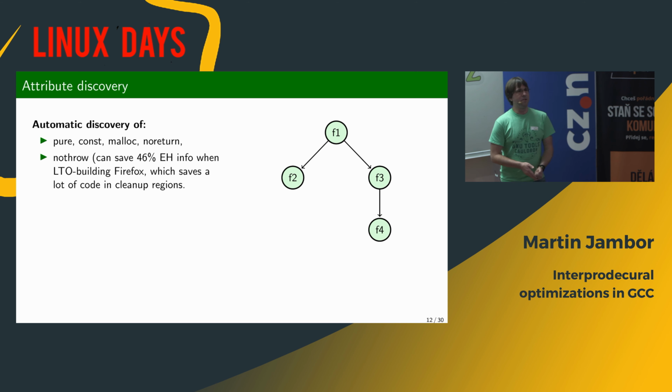Another optimization people generally do not talk about that much is automatic discovery and propagation of various attributes. I'm not sure if you are familiar with the more basic ones, I'd say, such as the attributes pure, const, malloc, or noreturn. Pure means that a function is really a pure function of its arguments. It doesn't even read memory. It definitely doesn't write to memory. It only arrives at its result value as a mathematical pure function of its arguments. A const function is something similar, except that it is allowed to read memory. And malloc is something that behaves as a malloc.